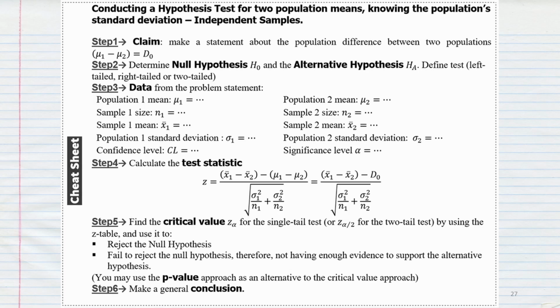Step 5, find the critical value from the z-table and use it to reject the null hypothesis, or fail to reject the null hypothesis. You may also use the p-value approach. Lastly, step 6, make a concluding statement.